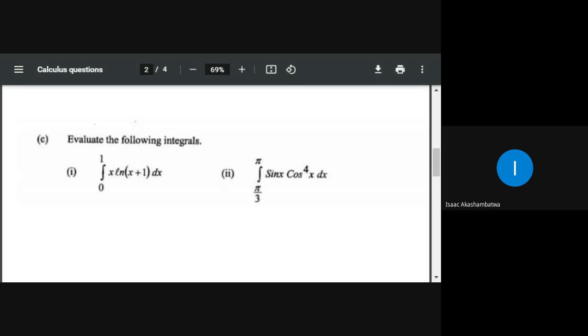Anyone to attempt the first question. Anyone who just has an idea on how to go about it.